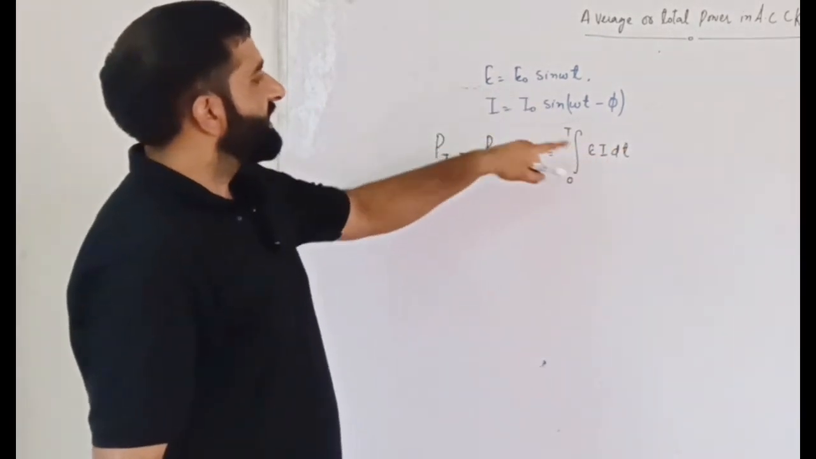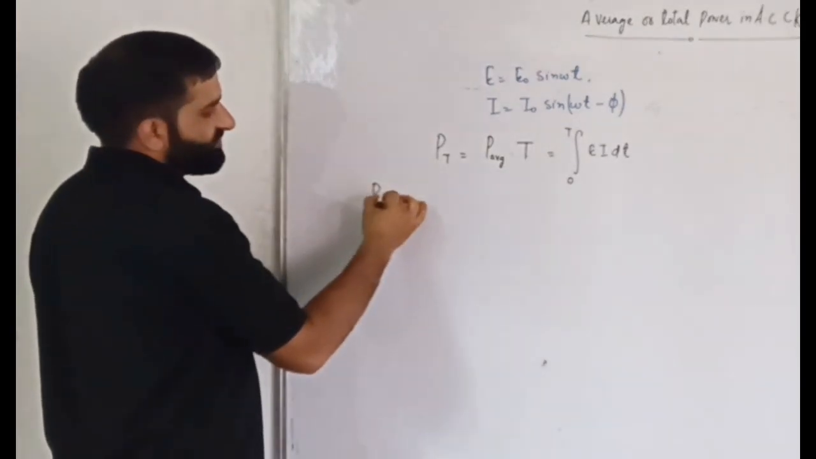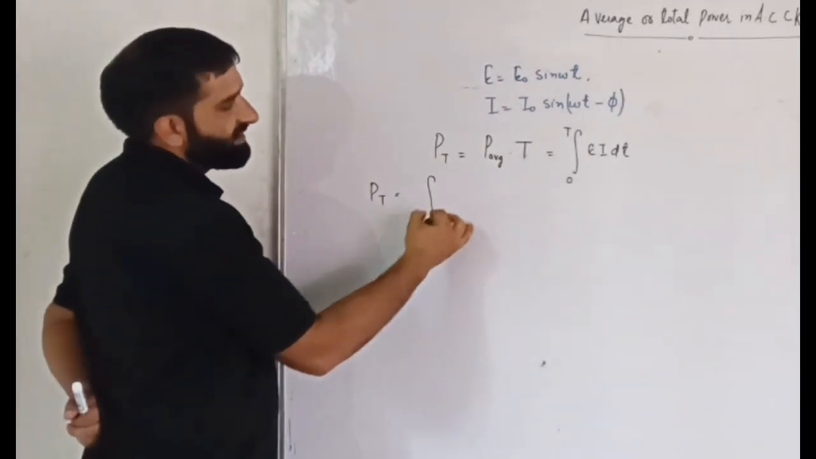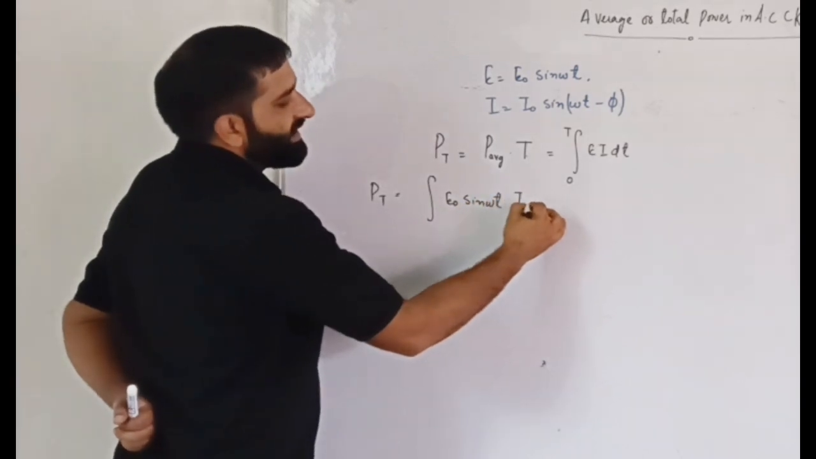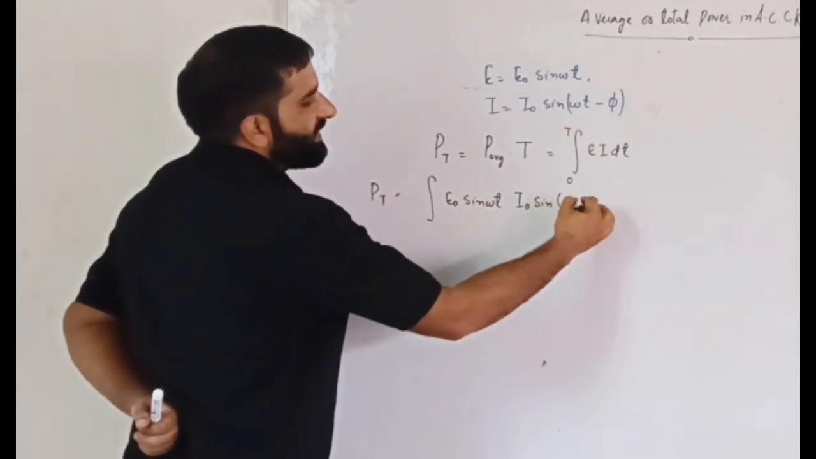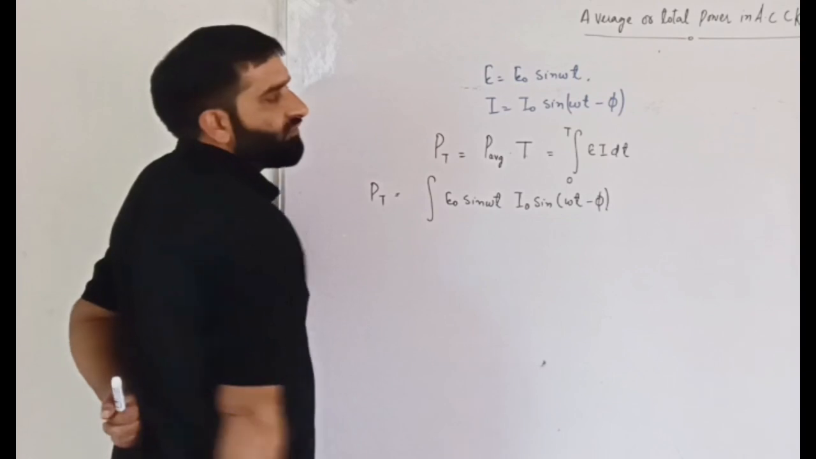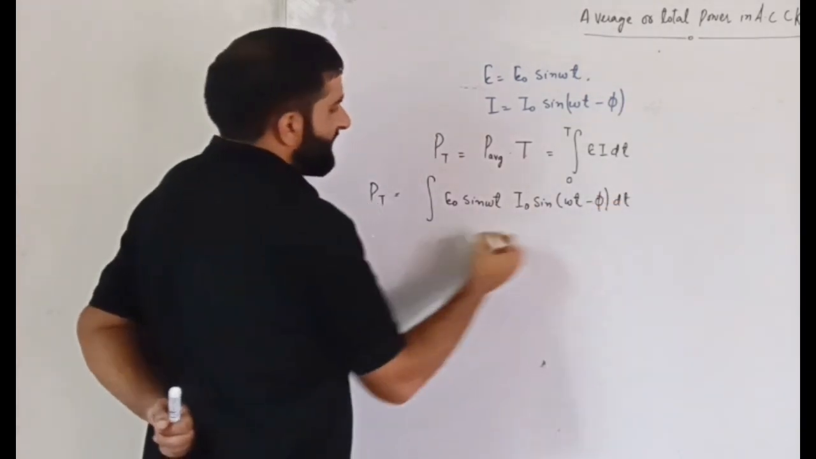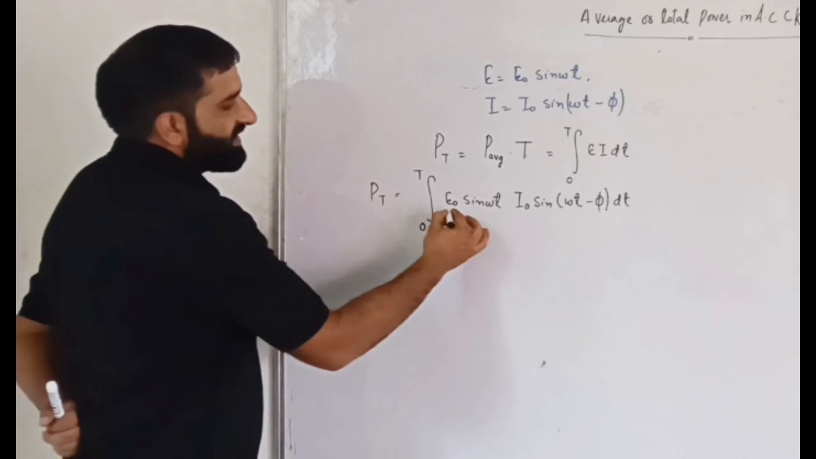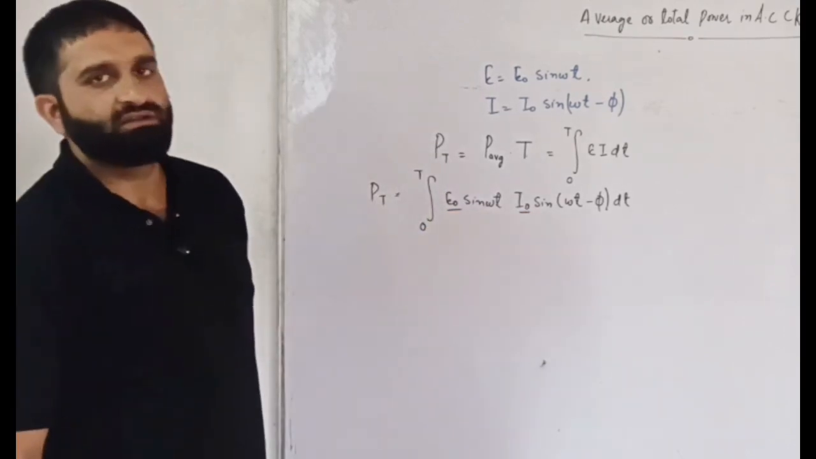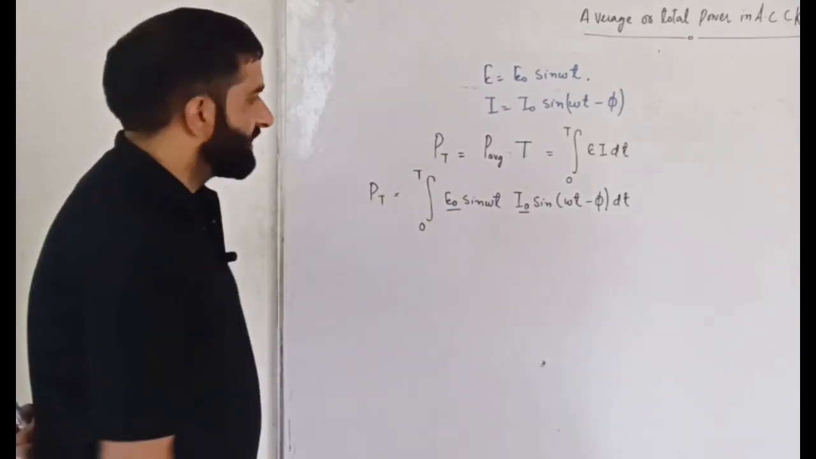Now from here let us put the values. So here PT will be equal to the integral of E, which is E0 sine of omega t, times I, which is I0 sine of omega t minus phi, into dt. This is to be integrated from 0 to t. Now E0 and I0 are the maximum or peak values, and being constant they can be taken out of the integral sign.